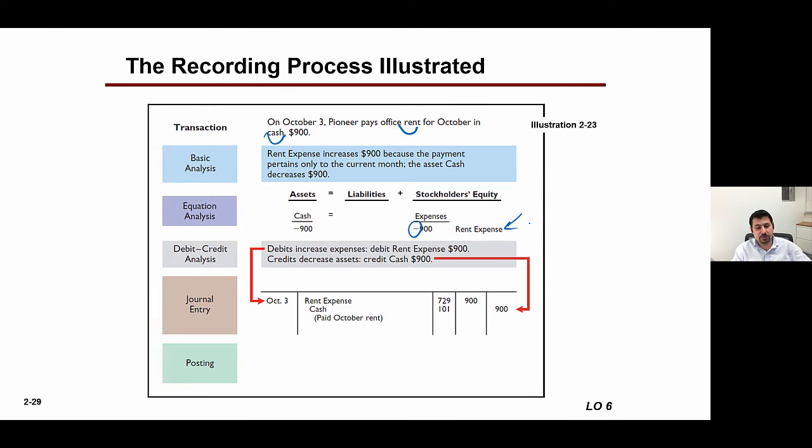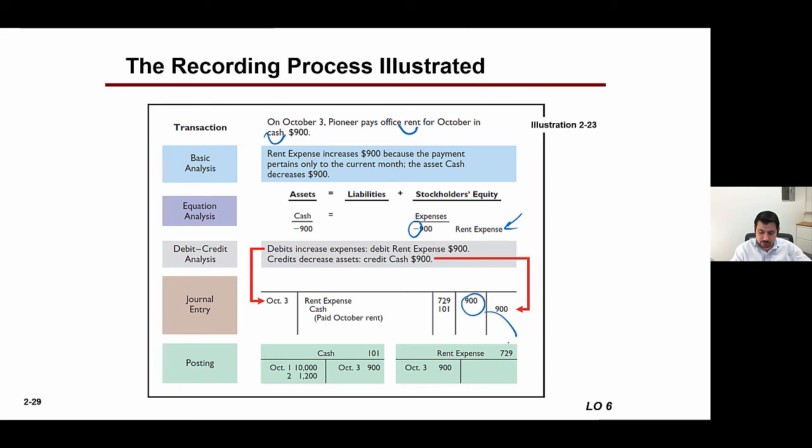The explanation would be paid October rent in cash. And then we post this information to the ledger. As you can see here, this was debited here, and this one was credited to cash.